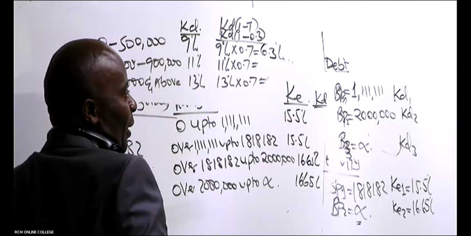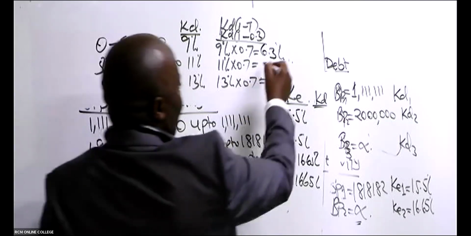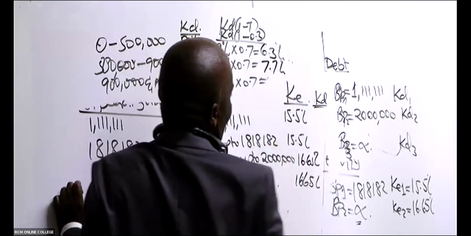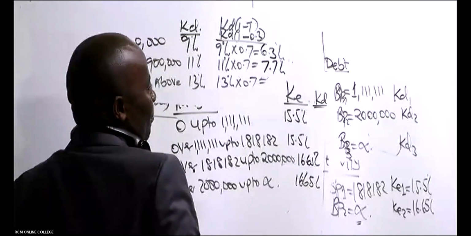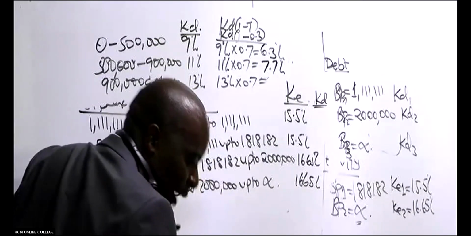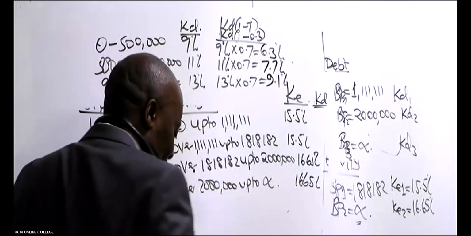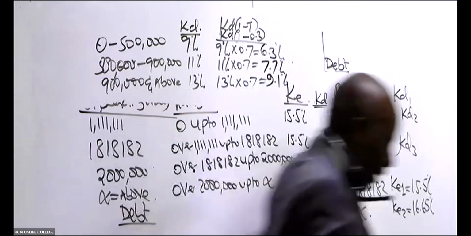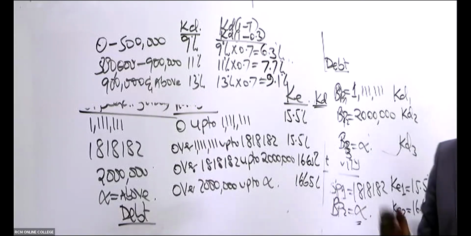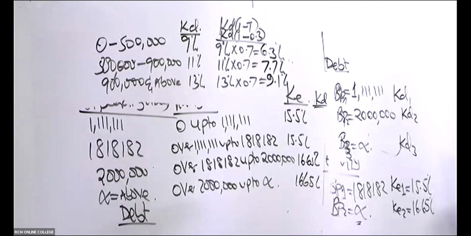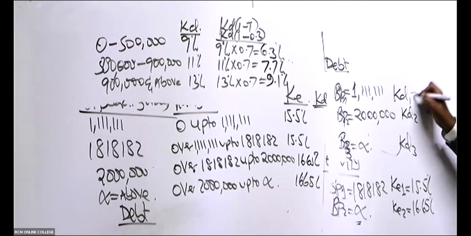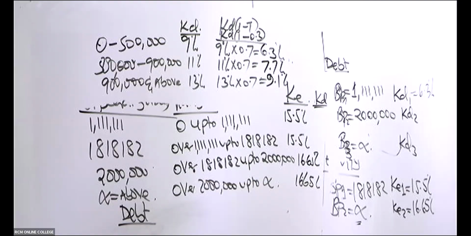How about the second one? 7.7%. How about the third one? 9.1%. So please come back here. Now you have what we call the effective interest rates. So this one here is 6.3. You bring this to the breakpoints. This is 7.7%, and this is 9.1%.